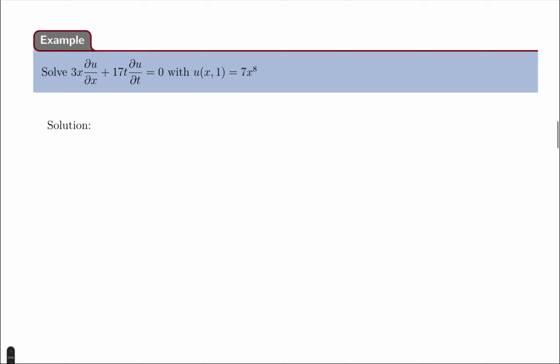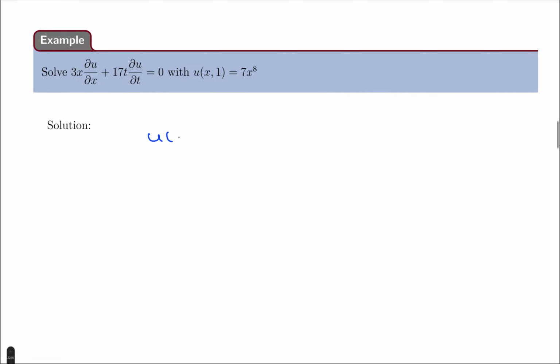Alright, so in this video, we solve the partial differential equation given by 3x ∂u/∂x + 17t ∂u/∂t = 0, subject to the condition u(x,1) = 7x^8. Again, we're going to solve this PDE using separation of variables.